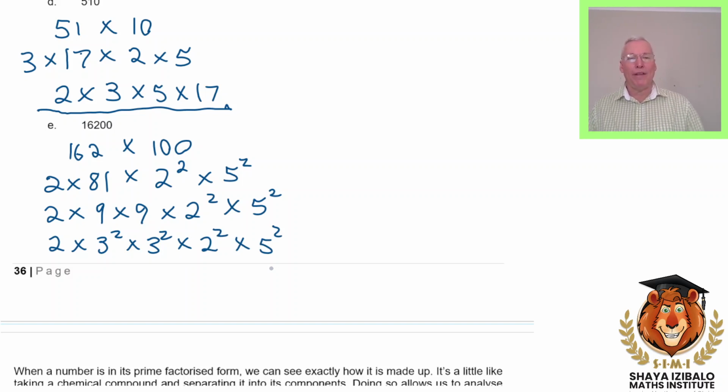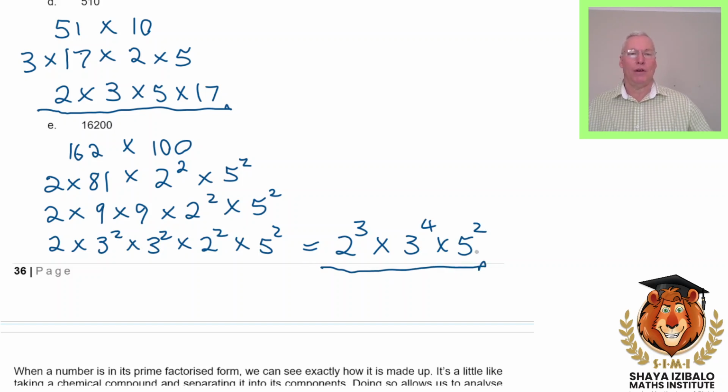If we could write this out in a different order, we could write 2 times 2 squared, and we could unpack the 2 squared to 2 times 2. How many 2's are multiplying all together here? There's 1 over here and another 2 over here. There are 3. How many 3's are there? Well, there's 2 here and another 2 here. There are 4. And how many 5's are there? There are 2. Okay, and that's the prime factorization of 16,200.